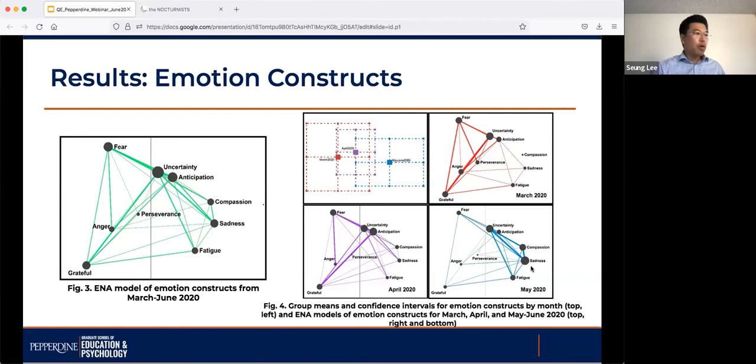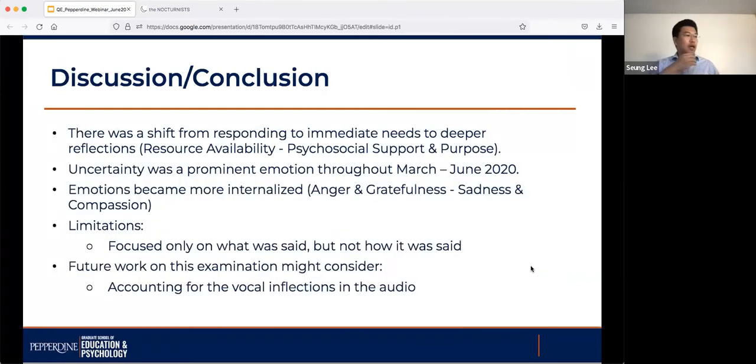So what we were able to conclude from this analysis was that in terms of looking at the professional and personal impacts, there was a shift from responding to immediate needs in March to deeper reflections later in May.